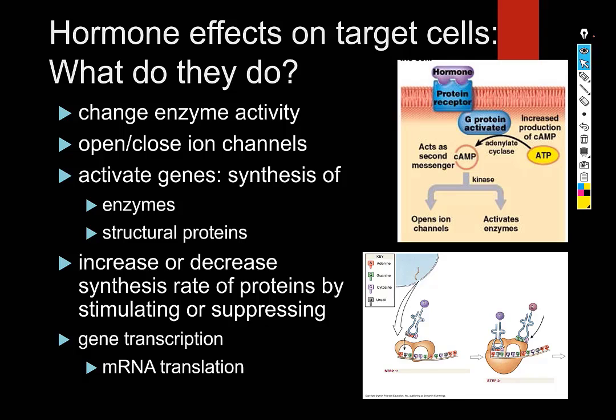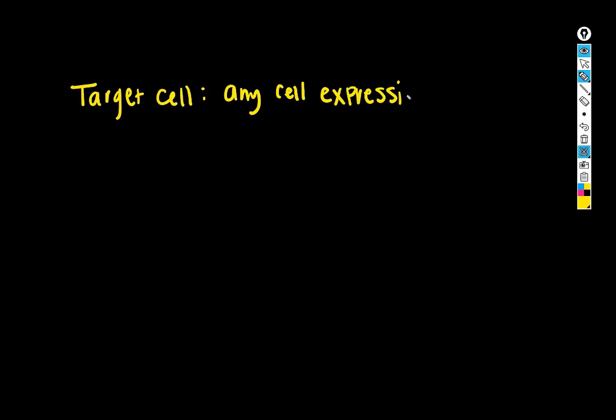So where we left off, we were talking about how hormones act on the cells that are their target cells. So let's first switch over to Blackboard and define target cells. A target cell for a hormone is any cell expressing receptors for that hormone.